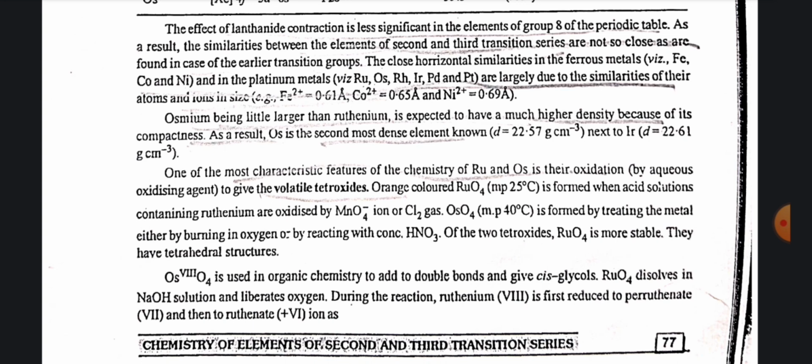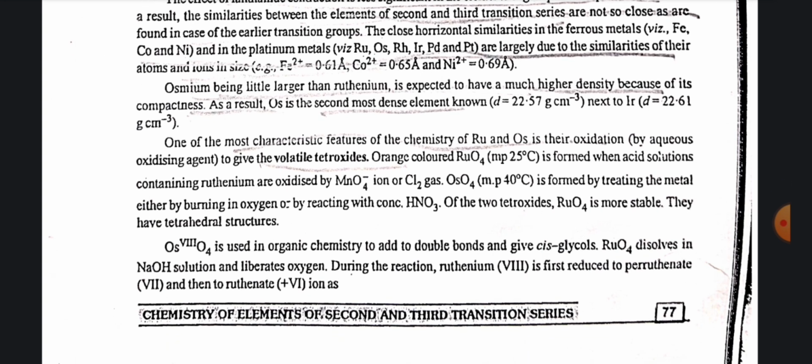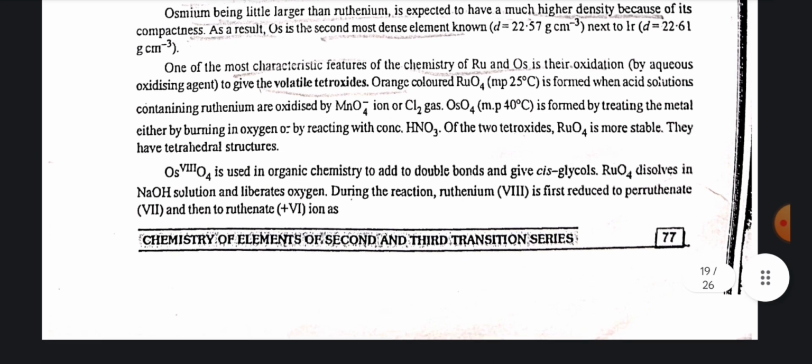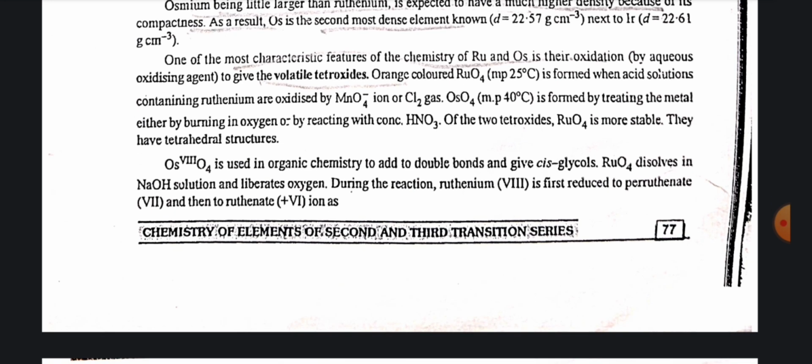The close horizontal similarities in the ferrous metals and in platinum metals are largely due to the similarities of their atoms and ions in size. Osmium, being a little larger than ruthenium, is expected to have a much higher density because of its compactness. As a result, Os is the second most dense element.